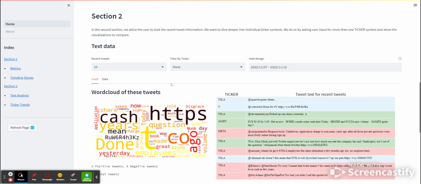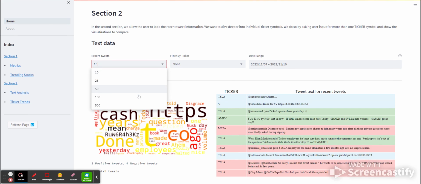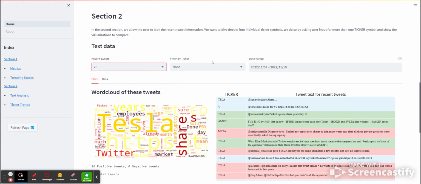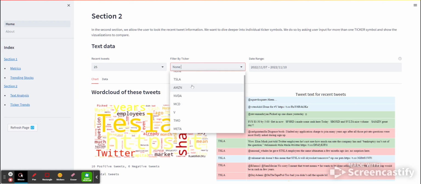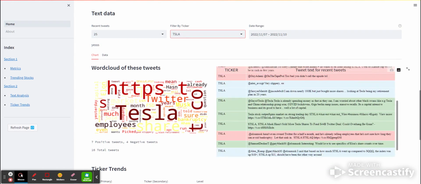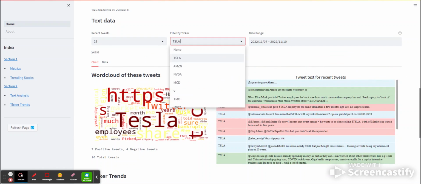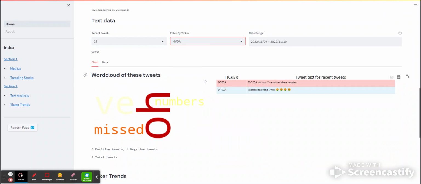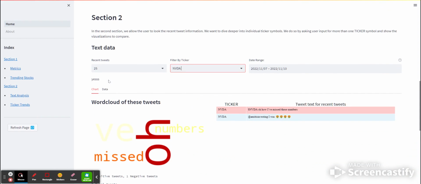Instead of just the top 10 tweets, we can get the top 25, 50, or 500 tweets. Again, you can see there is a highlight of Tesla and Twitter because this was major news in this time period, and we can filter the 25 tweets to just get the Tesla tweets. So these are all the Tesla tweets. Similarly, if we are interested, we can get any other tweet in these recent tweets. For example, NVIDIA had just these tweets.